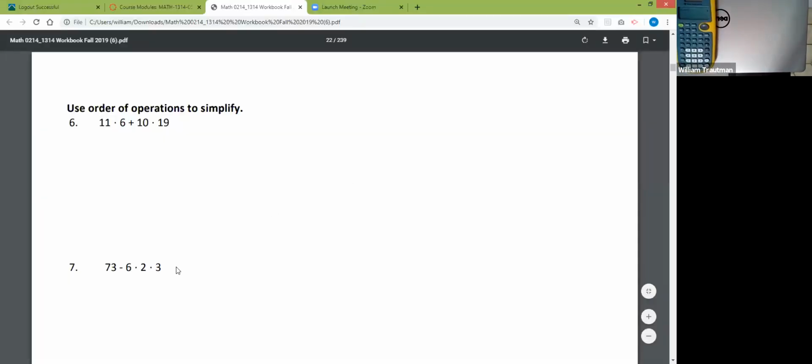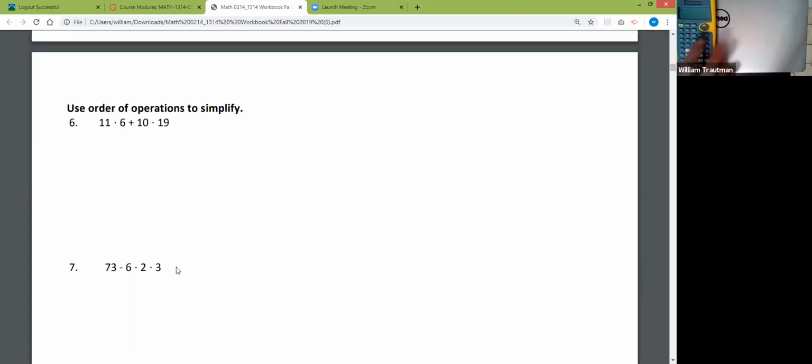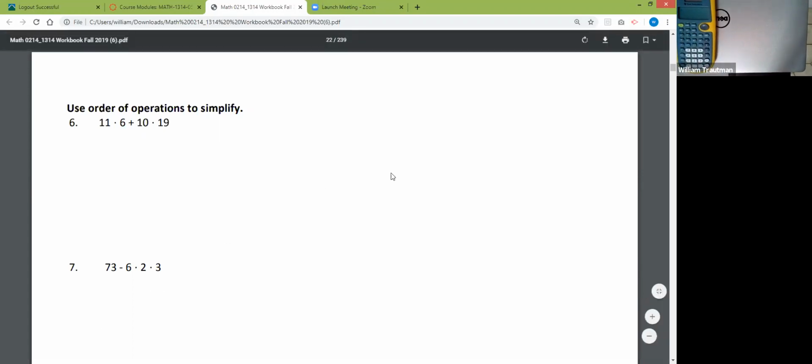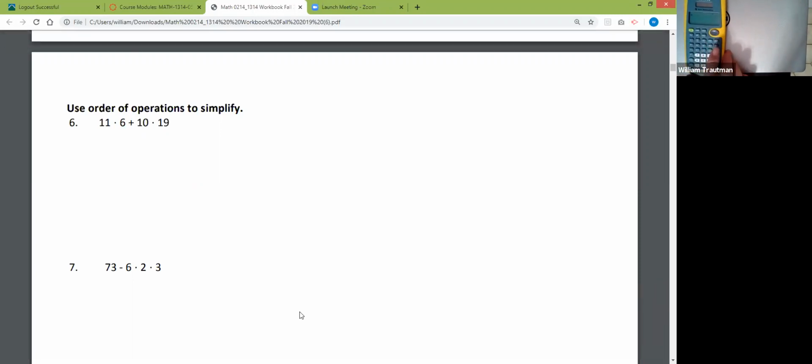Let's put number 7 in our calculator. I don't know if you can see my calculator, but if you have a calculator, try it. 73 minus 6, those dots are multiplied, times 2 times 3. And so I put it in my calculator, I hit enter, and I get 37.